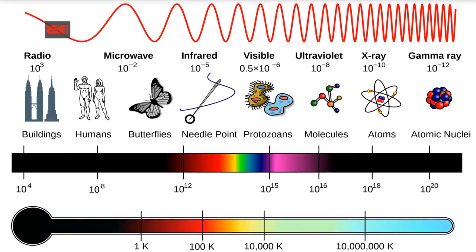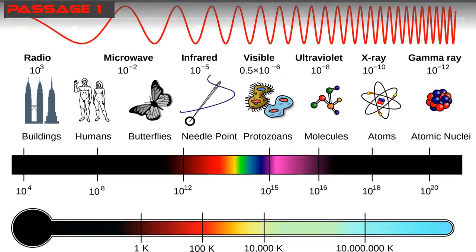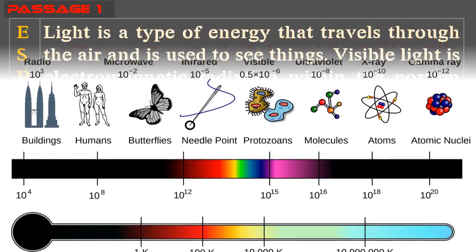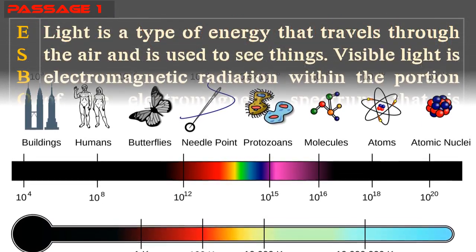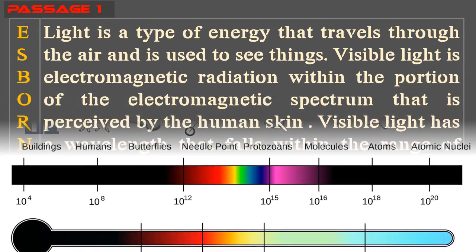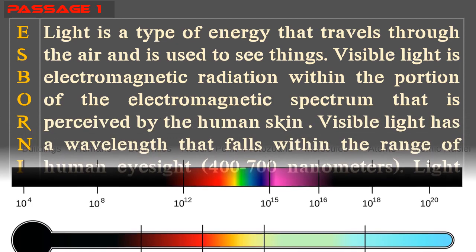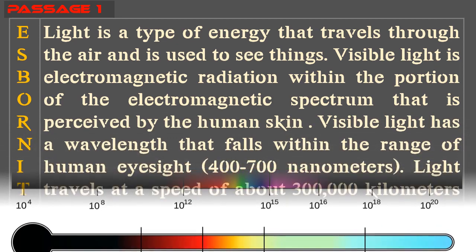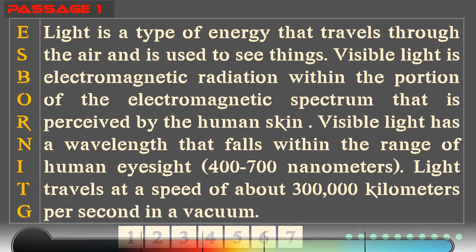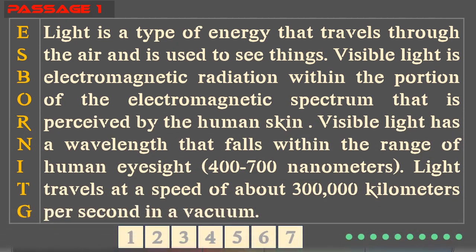Passage 1. Light is a type of energy that travels through the air and is used to see things. Visible light is electromagnetic radiation within the portion of the electromagnetic spectrum that is perceived by the human skin. Visible light has a wavelength that falls within the range of human eyesight, 400 to 700 nanometers. Light travels at a speed of about 300,000 kilometers per second in a vacuum.